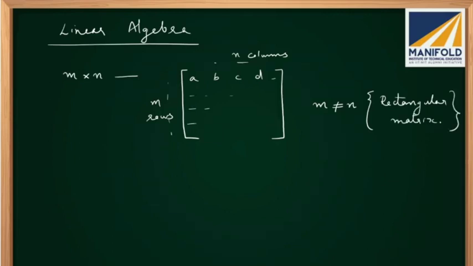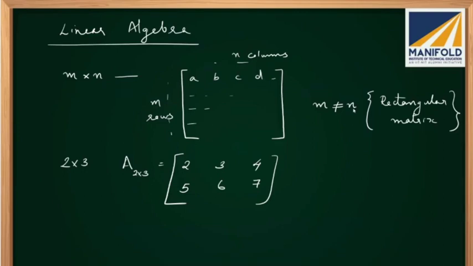One example of a rectangular matrix is, let us say, a 2 by 3 matrix. I'll write A 2 by 3 equal to 2, 3, 4, 5, 6, 7. You know there are 2 rows and 3 columns. We know m is not equal to n, so this is a rectangular matrix.